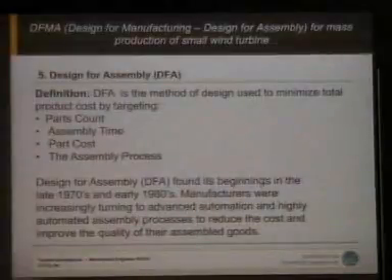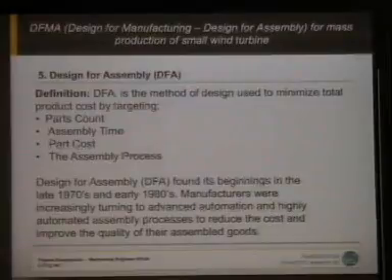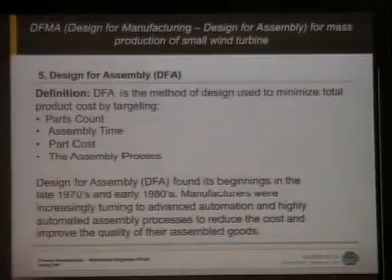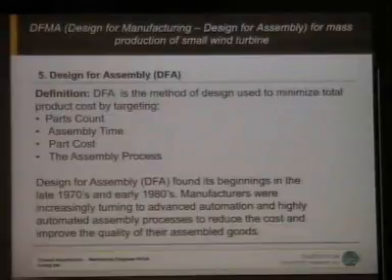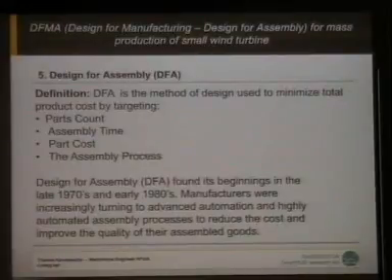DFA is the other part of the method, the part for the assembly, and its definition is a method of design used to minimize total product cost by targeting parts count. You have to have few parts in order to be more effective according to assembly, and have less assembly time, and eventually less part cost. That's the assembly process.